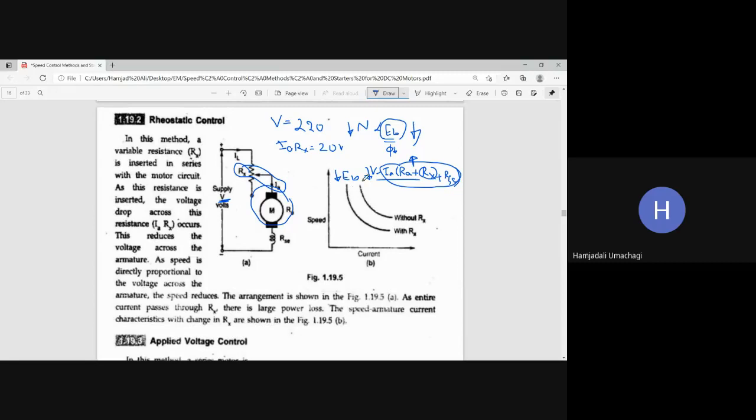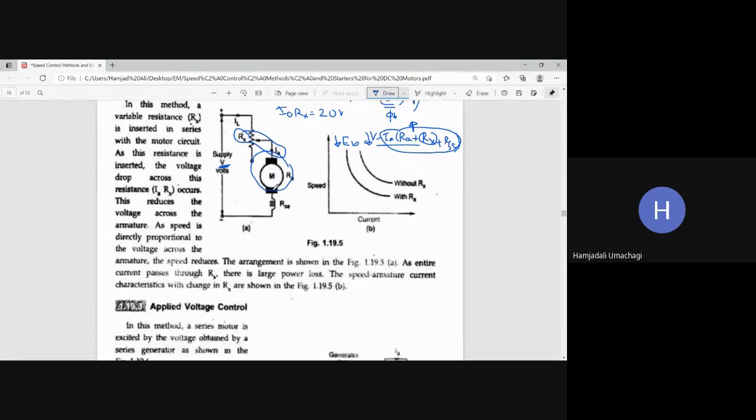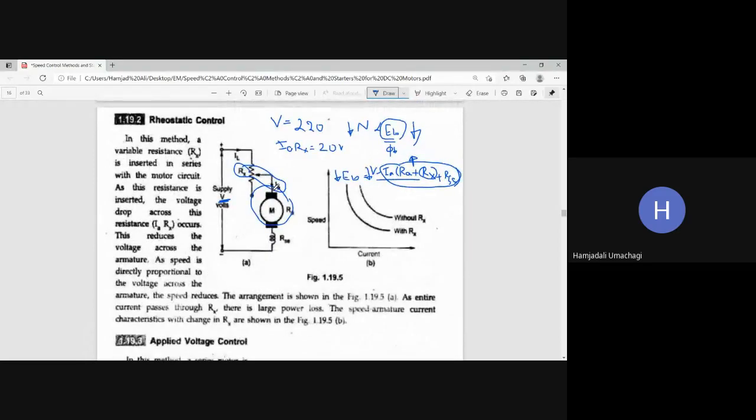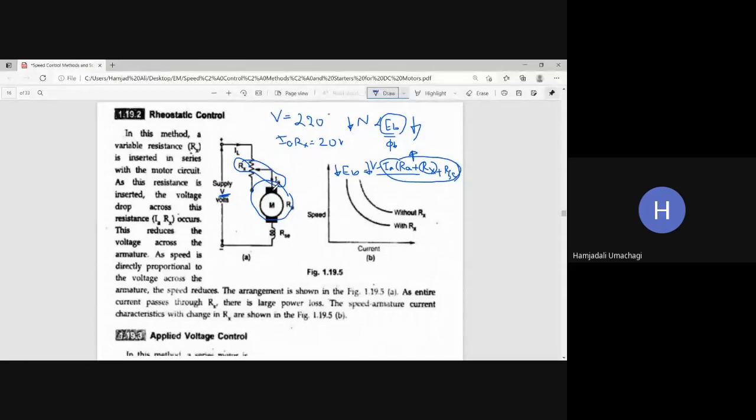So this is how you can change the speed of the motor by adding extra resistance in series with the motor circuit. Is it clear? And this method will give us the speed of the DC series motor less than rated RPM. Is it okay? Yes, sir. This is the second main concept. Then comes the third one.